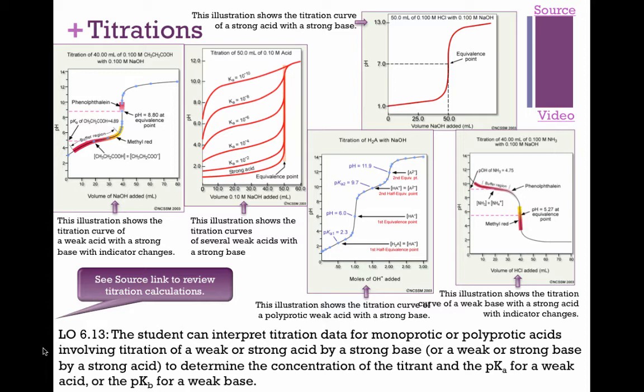And then pH at the equivalence point, remember, strong always wins. So if it's a strong base, it's going to be above 7. If it's a strong acid, it's going to be below 7.